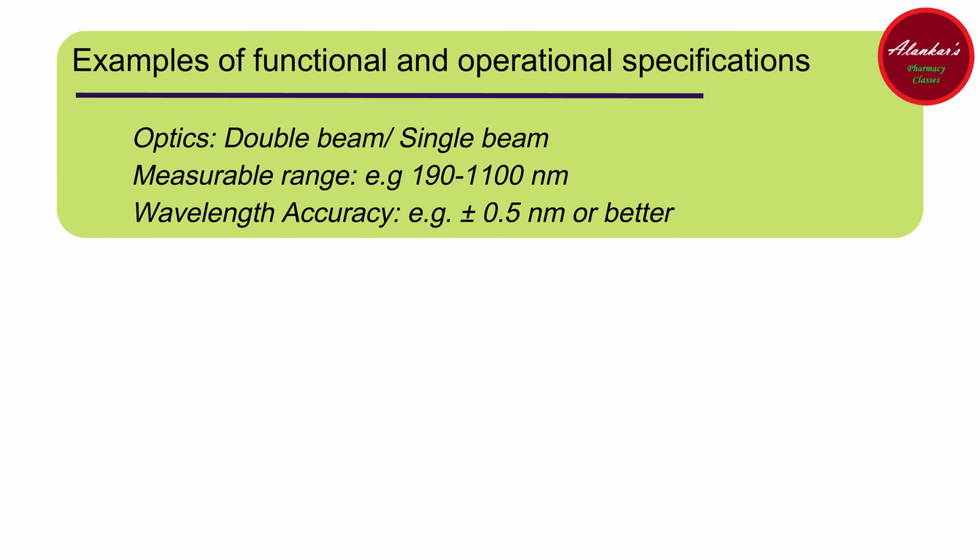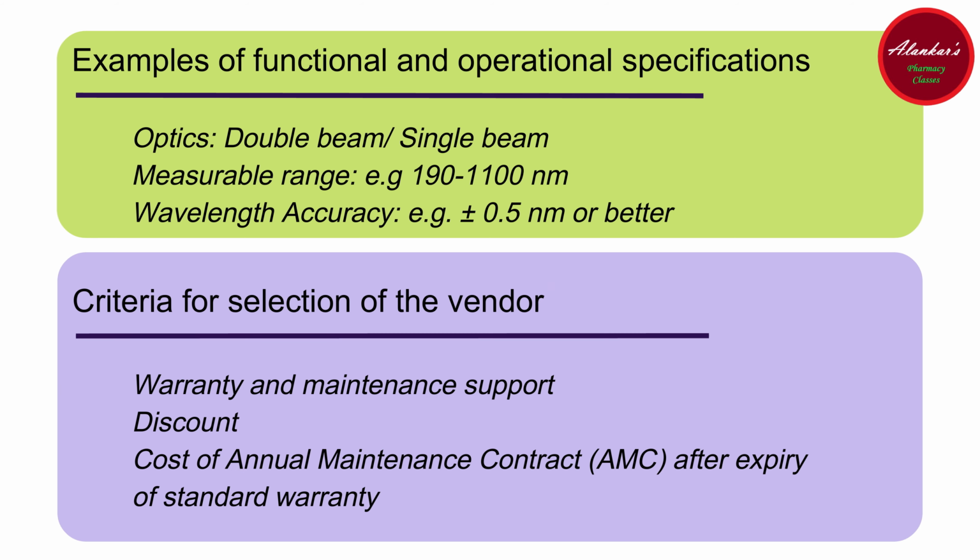The examples of functional and operational specifications are optics, that may be double beam or single beam; measurable range, for example, usually 190 to 1100 nanometer; and wavelength accuracy, for example, plus minus 0.5 nanometer or better. Criteria for the selection of vendor, for example, warranty and maintenance support, discount, and cost of annual maintenance contract (AMC) after expiry of standard warranty. So these are all examples of functional and operational specifications that are specified in the design qualification of UV spectrophotometer.